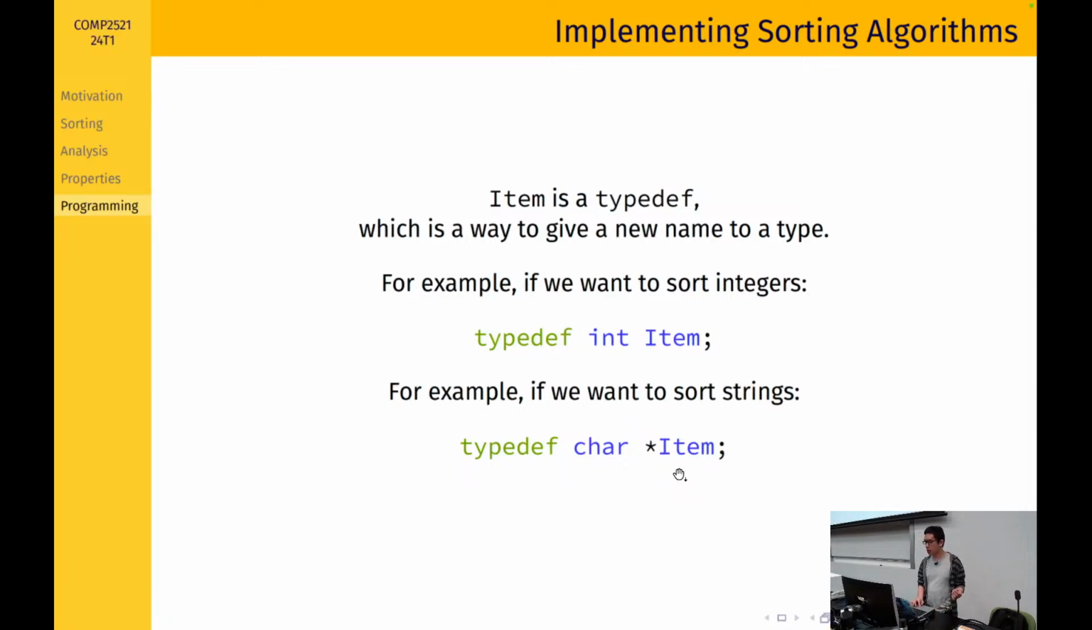And this means that instead of writing char star, we can write item instead, right? And the benefit of this is that we can change what type we want to sort without actually changing the sorting algorithm code. Because in the sorting algorithm code, we can just write item, and if we change the type, then we don't need to do anything about that.